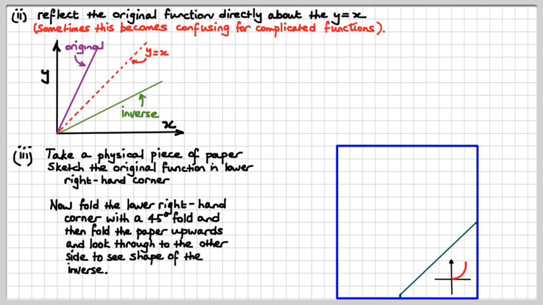There's the fold, and then you fold this forwards and up along that fold, and you will get that looking through. That's pretty good, isn't it? Yes, no wonder it's the showstopper. So that's the third way of visually eyeballing it, right?